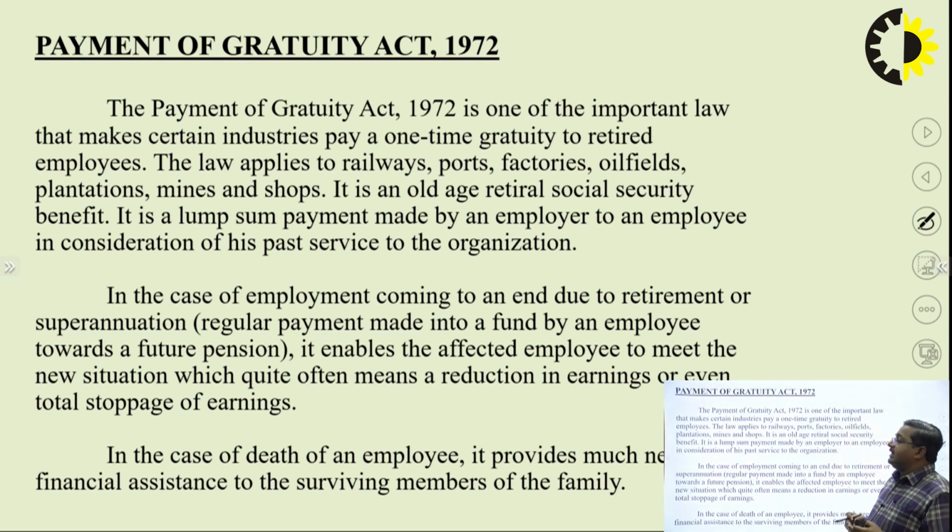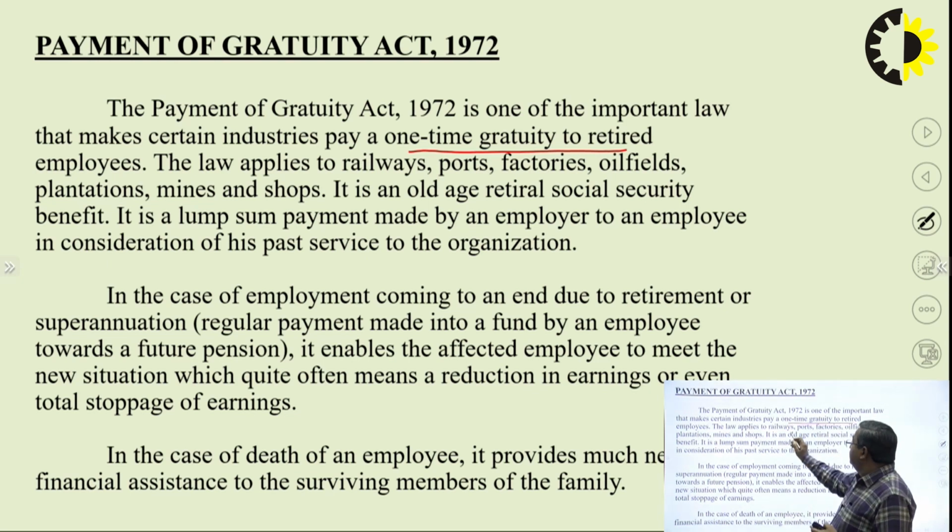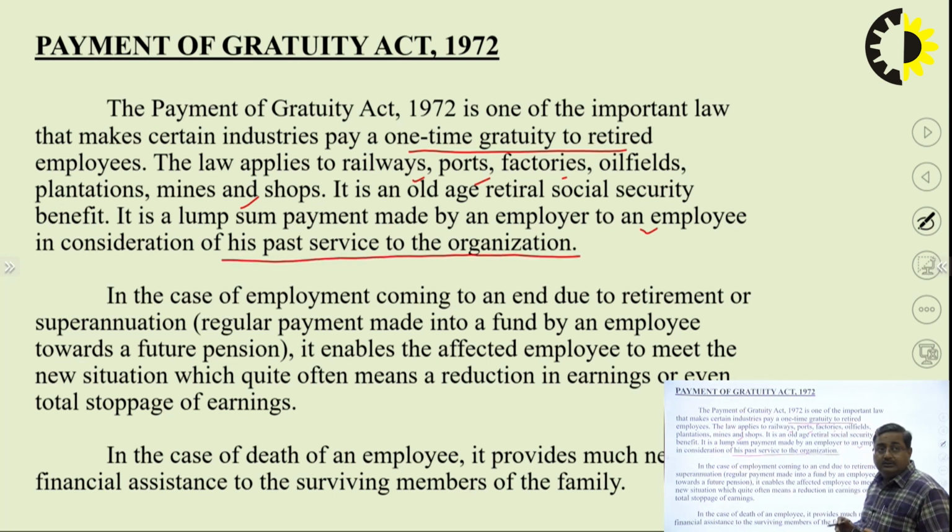The Payment of Gratuity Act 1972. The Gratuity Act 1972 is one of the important laws that makes certain industries pay one-time gratuity to retired employees. The law applies to railways, ports, factories, oil fields, plantations, mines and shops. It is an old age social security benefit. It is a lump sum payment made by an employer to an employee in consideration of his past services to the organization.